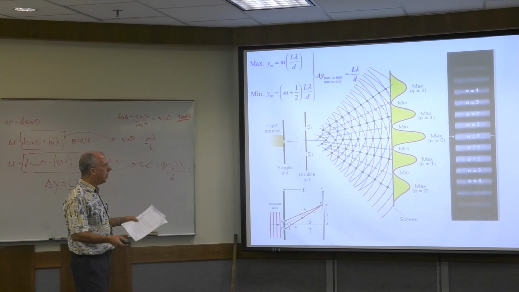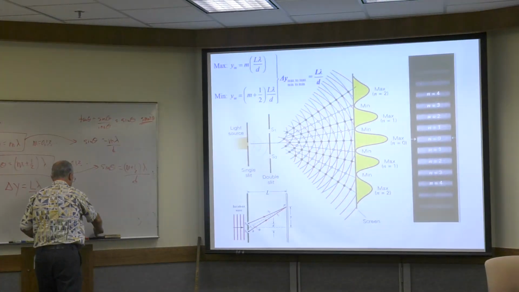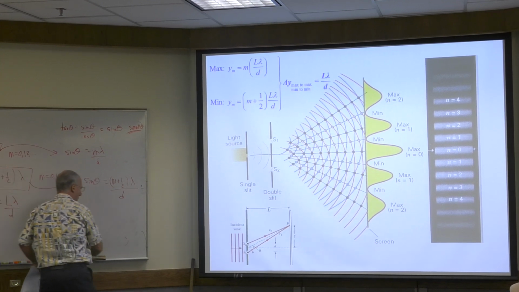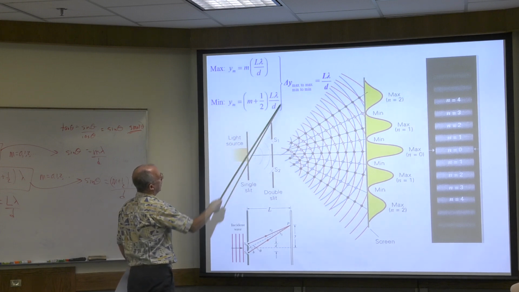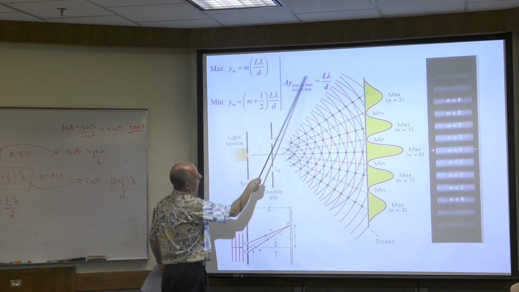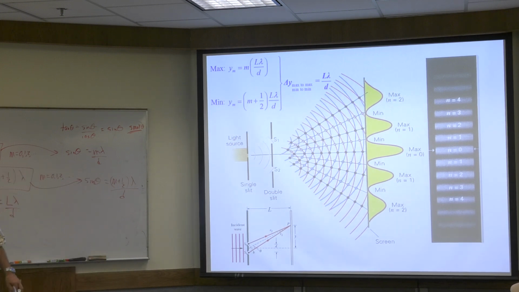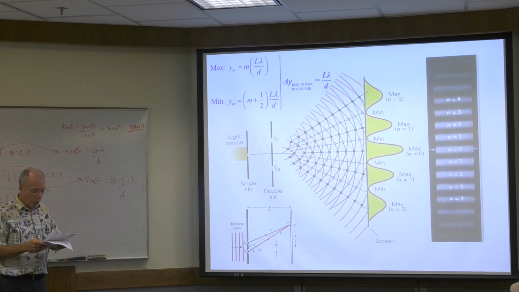Now, here's the awesome part. These equations that we just derived tell you where the maxes are, where the mins are, and the distance between them. They agree exactly with the data. So that's good, right? That means our wave theory of light is working.